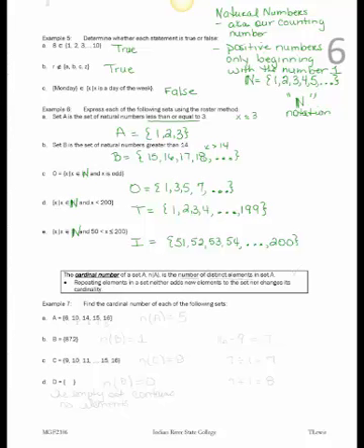Last concept for this section here. The cardinal number of a set A is represented with N, the variable N, and in parentheses the name of that set, is the number of distinct elements in set A. Repeating elements in a set neither adds new elements to the set nor changes its cardinality. Example 7. Find the cardinal number of each of the following sets.